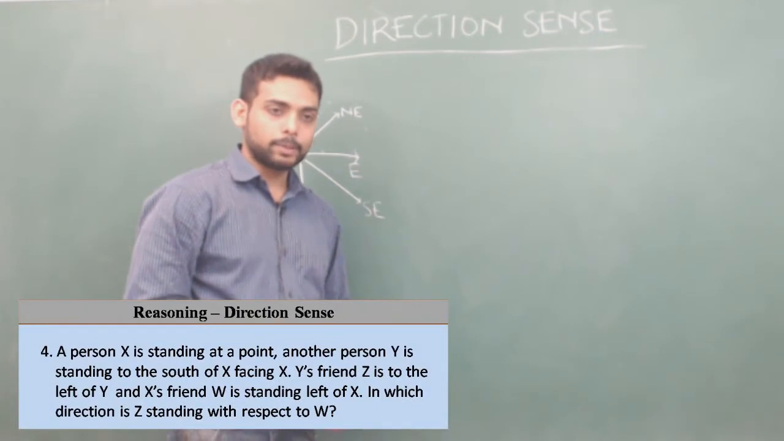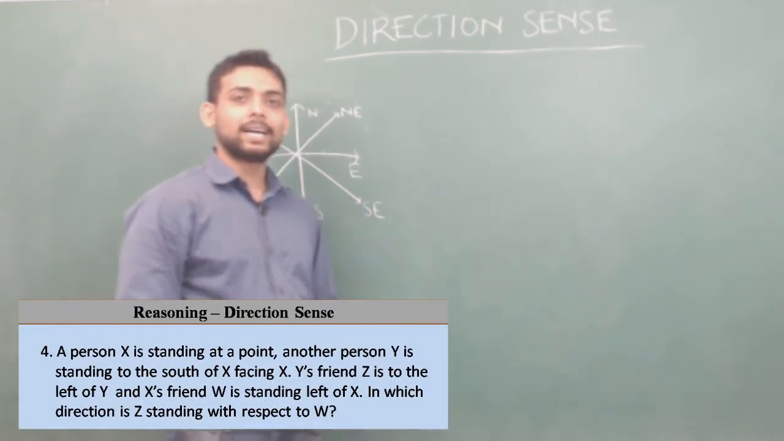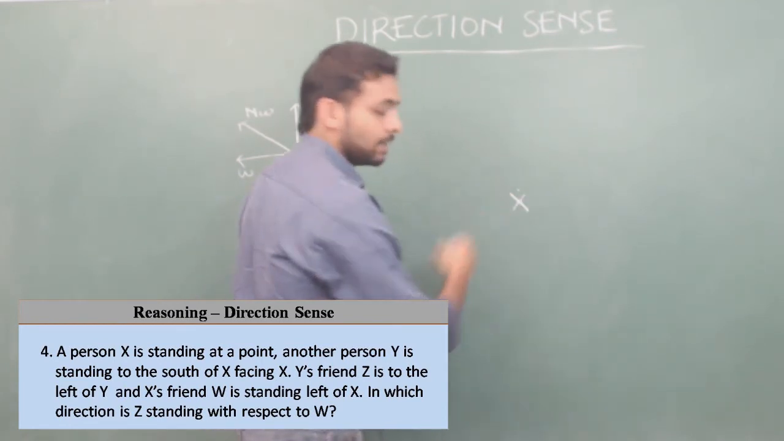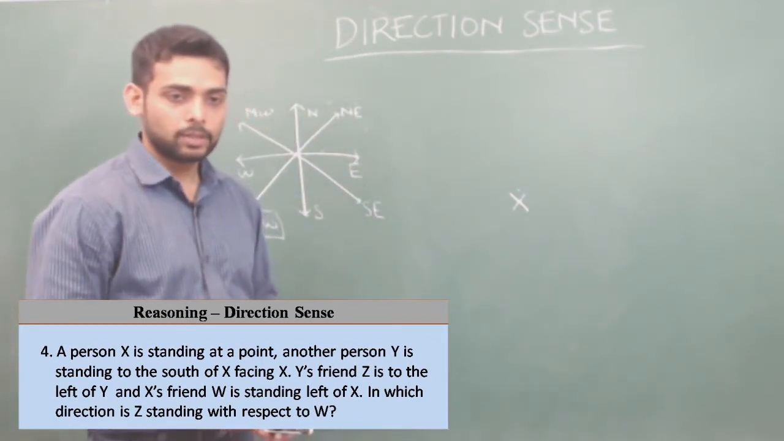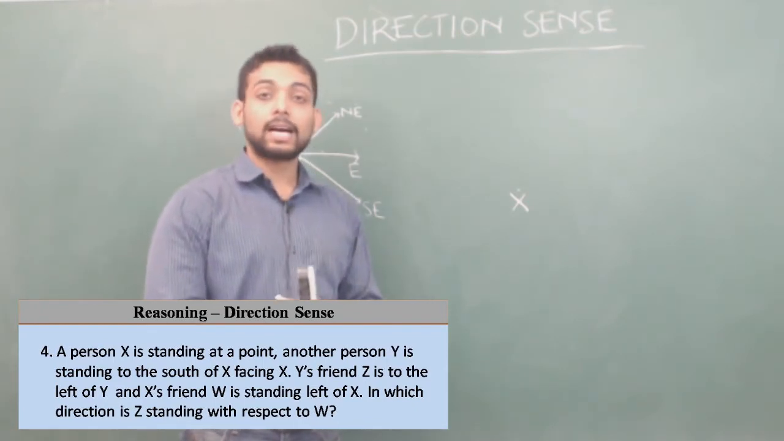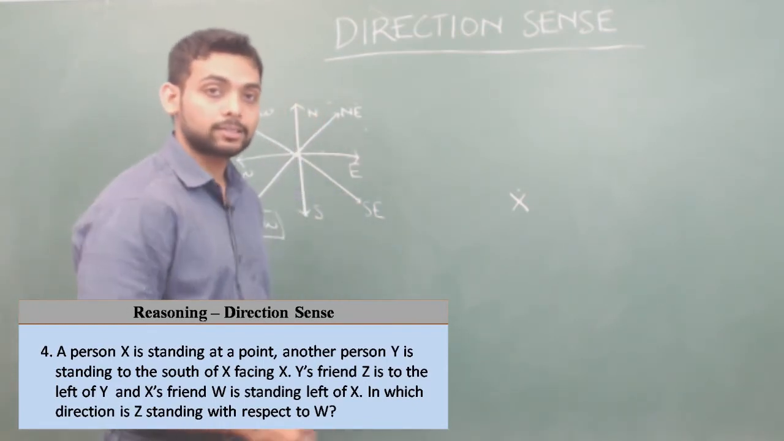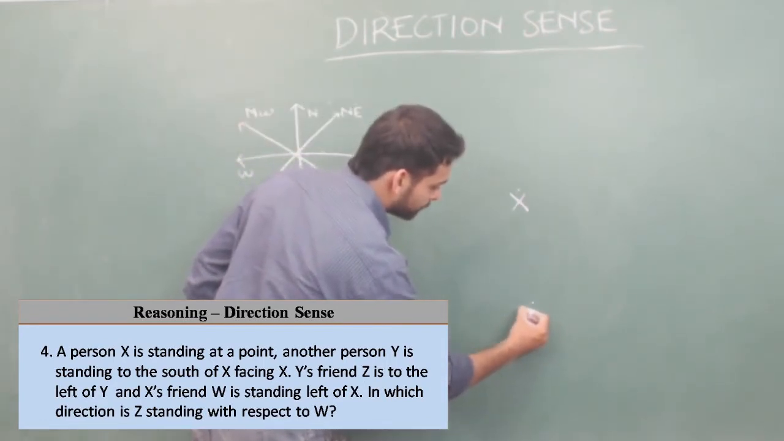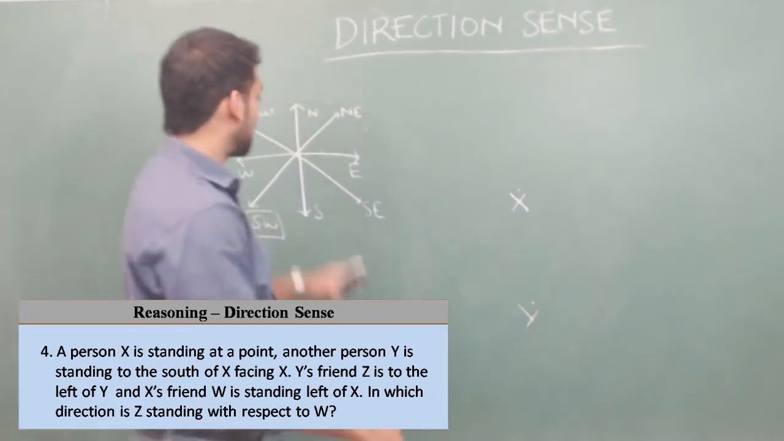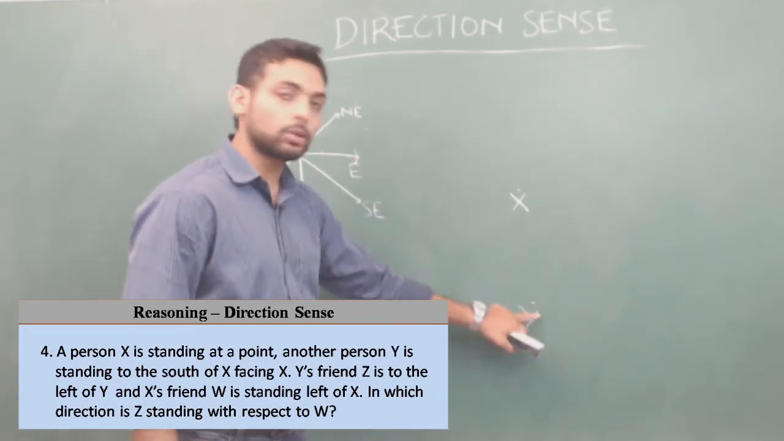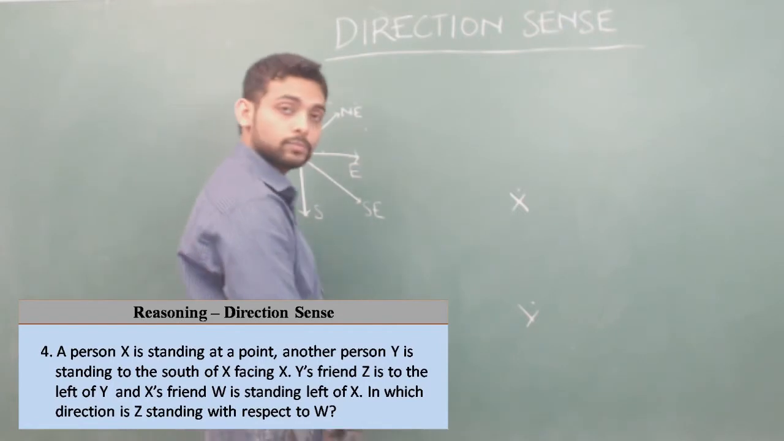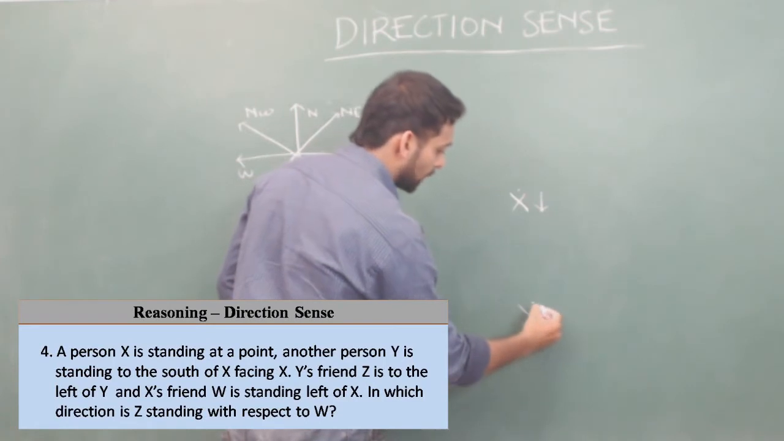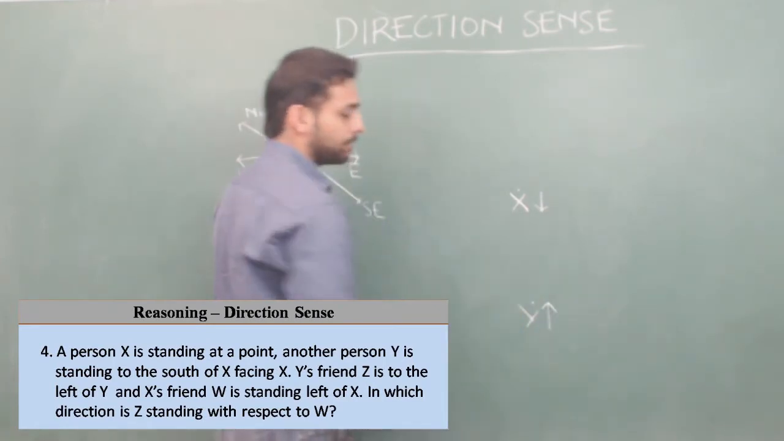Our fourth example. A person X is standing at a point. So we take a point and X is standing here. Another person Y is standing to the south of X, facing X. So this person Y is standing to the south of X, facing X. So X is facing this side and Y is facing this side. They are facing each other.